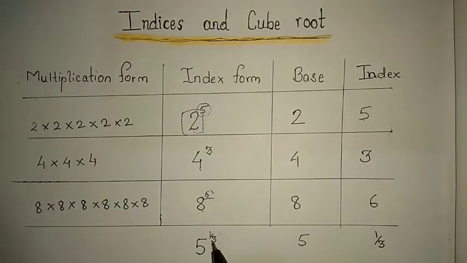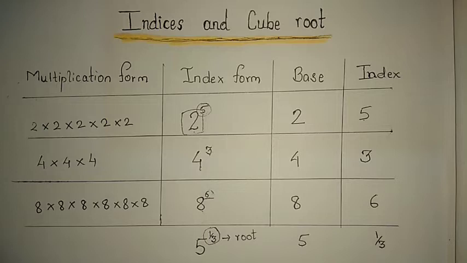But when the index is written in fraction form, that is numerator divided by denominator, then we will call this index the root. So we will not read it as third power of 5, we will read it as third root of 5, or we can also call it the cube root of 5.